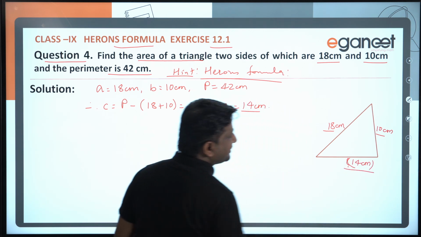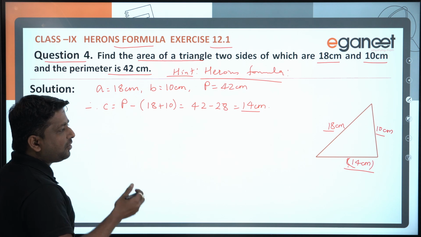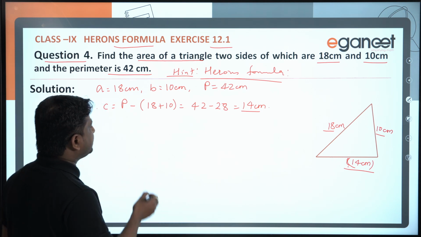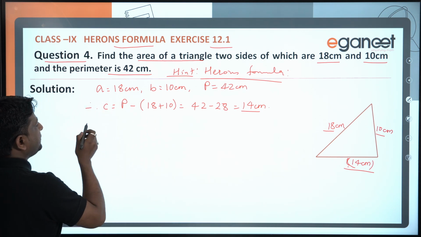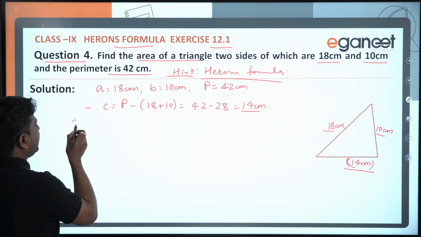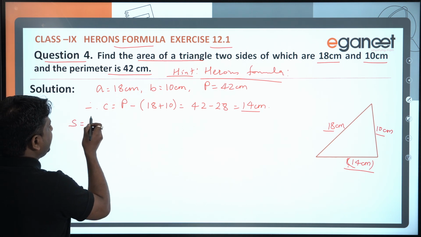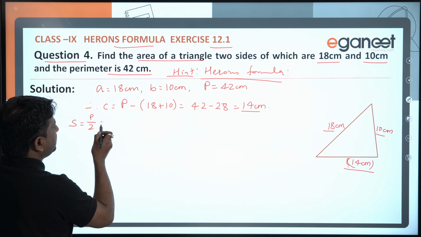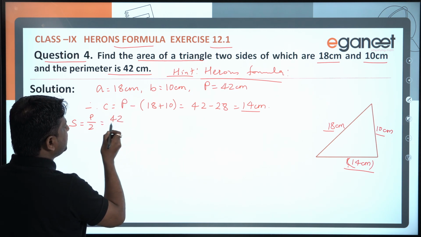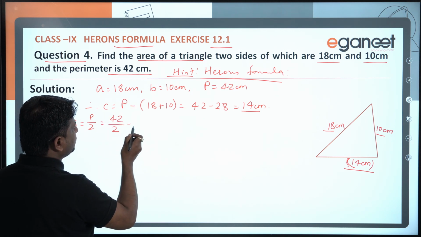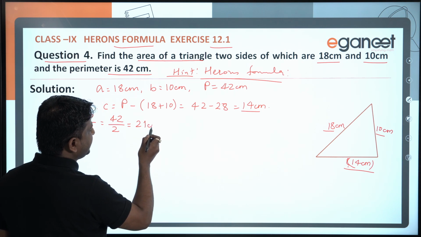And now I have the third side and it is equal to 14 centimeters. Now we have all the sides of the triangle. So we'll use Heron's formula. For that we'll need the semi-perimeter. So let s be the semi-perimeter. It is perimeter divided by 2. Perimeter is given as 42. So it will be 42 divided by 2 equals 21 centimeters.